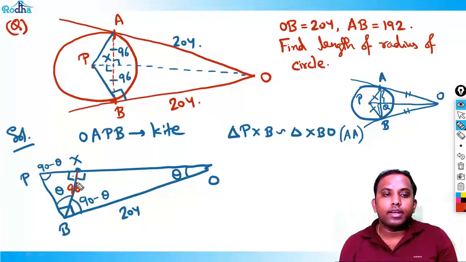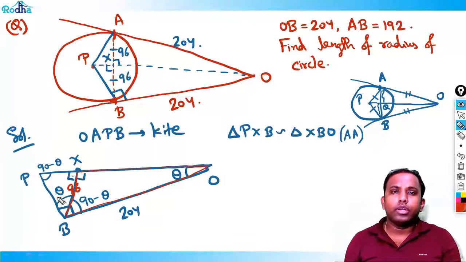So XB is 96, and BO is 204. We need to find the length of OX. This we can do by Pythagoras theorem, but we can do it directly. We don't need to do that much.